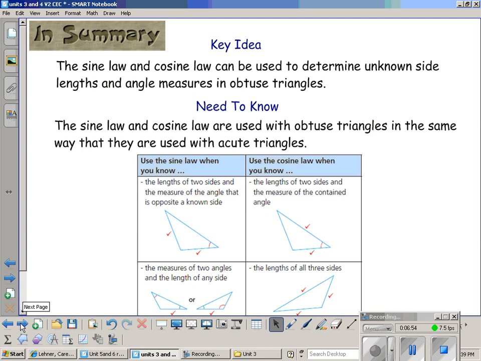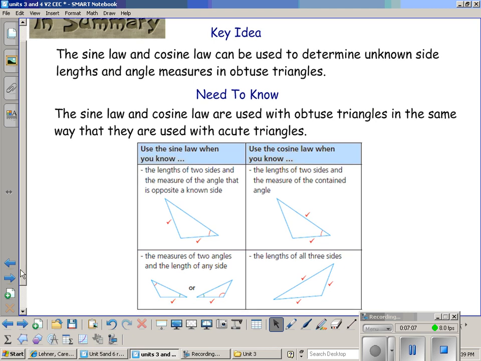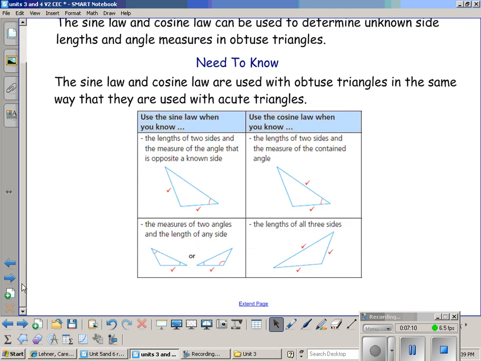So the key ideas: the sine law and cosine law can be used to determine unknown side lengths and angle measures in obtuse triangles. The sine law and cosine law are used with obtuse triangles in the same way they are used with acute triangles. So just as before, use the sine law if you know two sides and a non-included angle, or if you know two angles and the length of any side. You use the cosine law when you know two sides and the included angle, or when you know the lengths of all three sides.